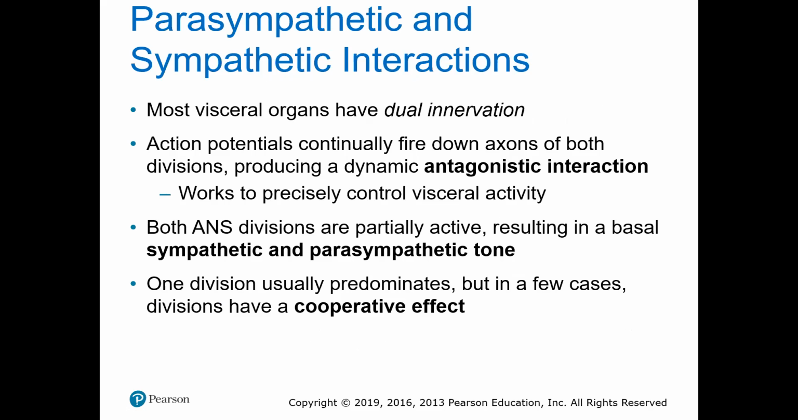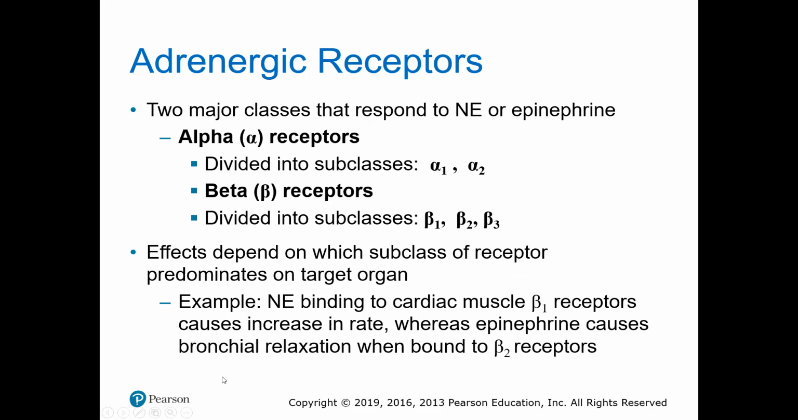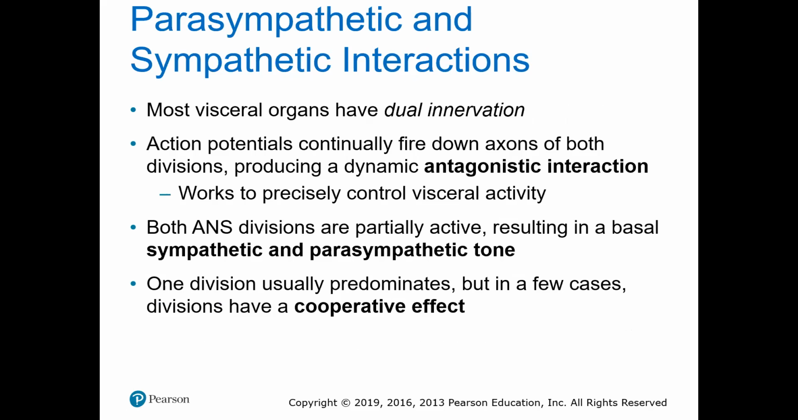Now, so we have adrenergic, and we have alpha and beta type receptors in our bodies, and they determine what the outcome is going to be. Norepinephrine can either be excitatory or inhibitory depending on the receptor at the target organ. Okay. But most of our organs are going to be, as we say, dual innervated with antagonistic outcomes.